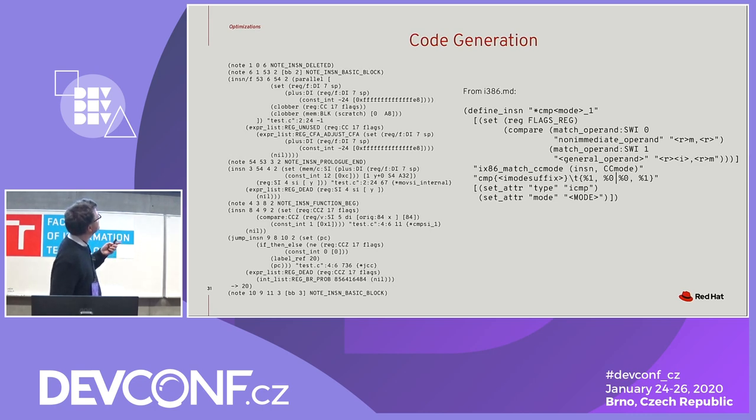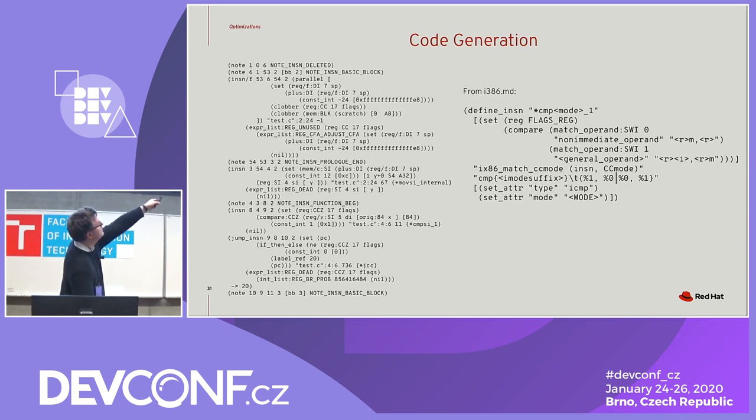And this slide shows, for a particular instruction, the compare SE1, how it's actually written in the machine description. We have a language which allows you to describe in this RTL language the properties of the instruction. So we say for this instruction that it sets the flags register, which is the machine register which contains the results of the comparison, or in 386 it's modified by most of the instructions, and sets it to a comparison of one operand and another operand.